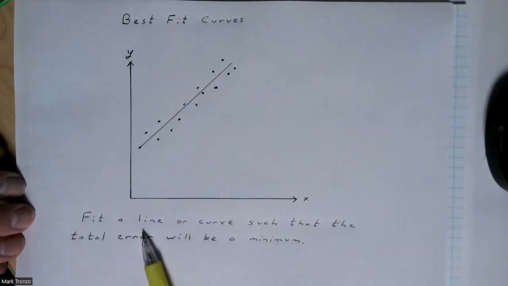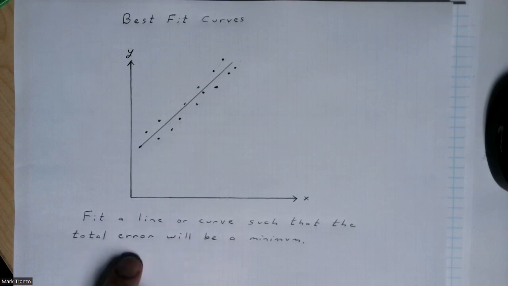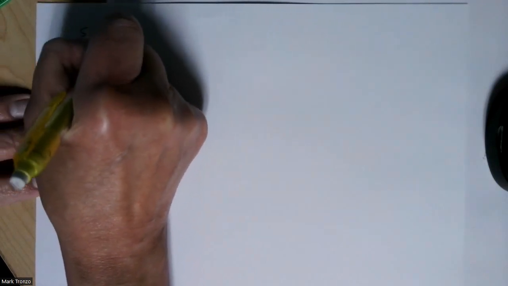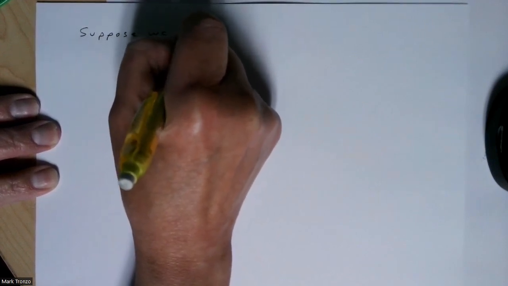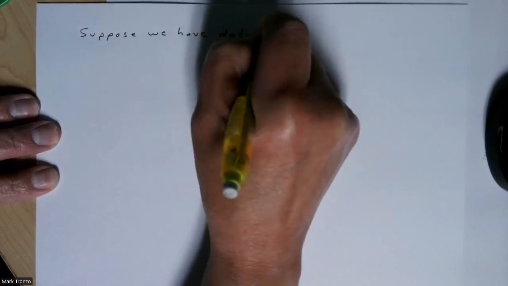That's kind of the goal, whether we're fitting lines or curves, to fit the line or the curve such that the total error will be a minimum. And we're going to take a look at that. Like I said, first we're going to look at lines. So let's say, suppose we have a bunch of data points.